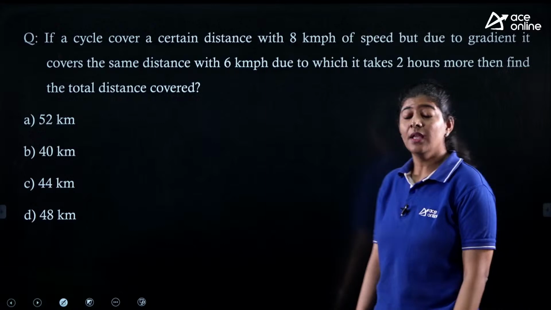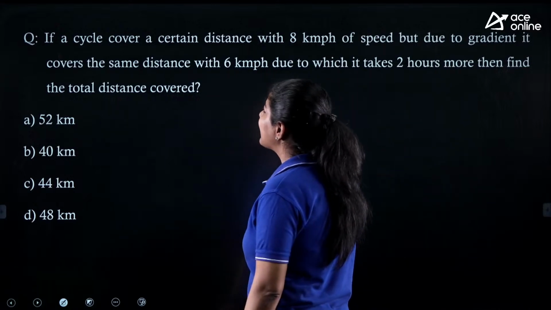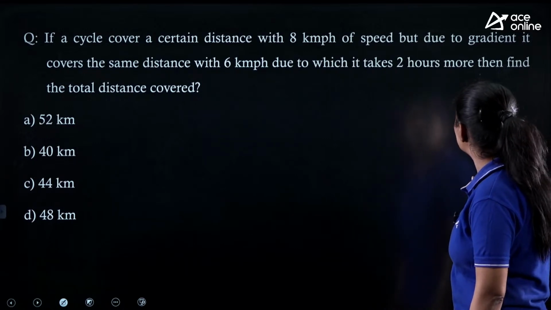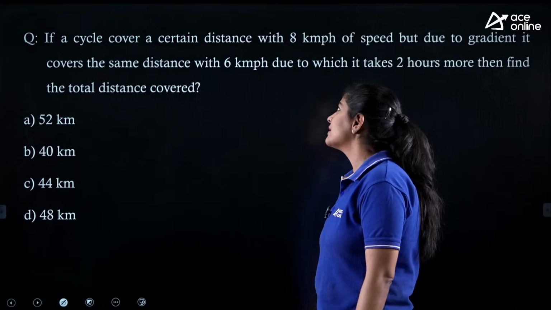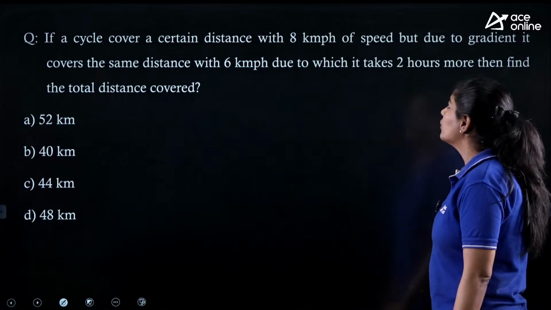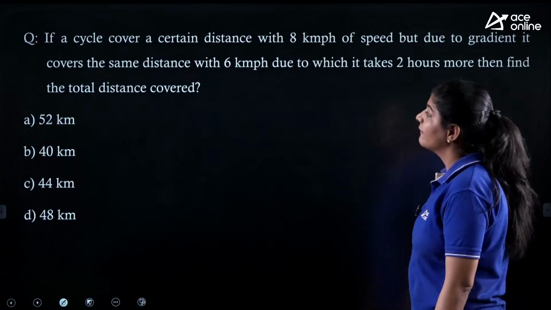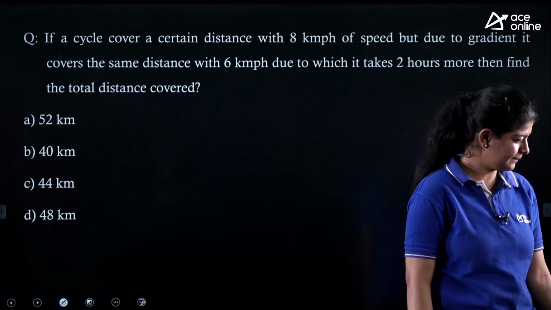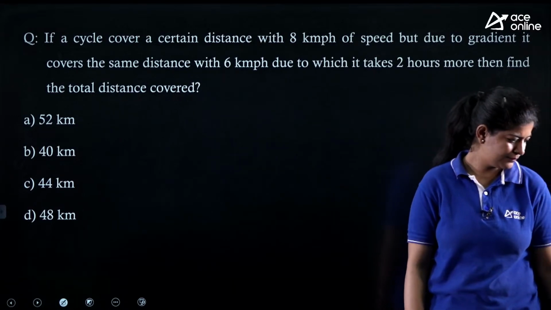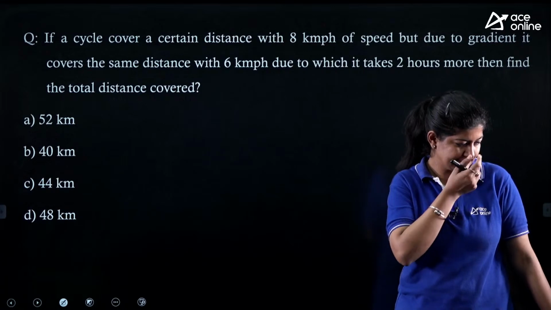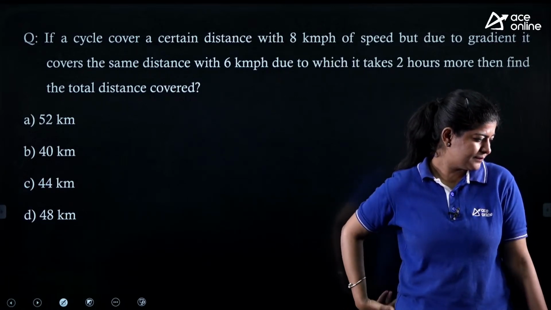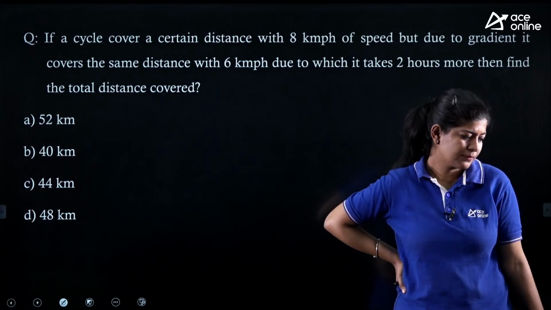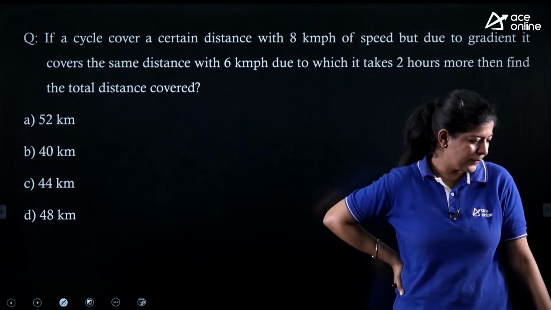Next. The next question says that if a cycle covers a certain distance with 8 kilometers per hour of speed, but due to gradient, it covers the same distance with 6 kilometers per hour, due to which it takes 2 hours more, then find the total distance covered. How are we going to solve this? Yes, Rakesh, we can also do it in that way.